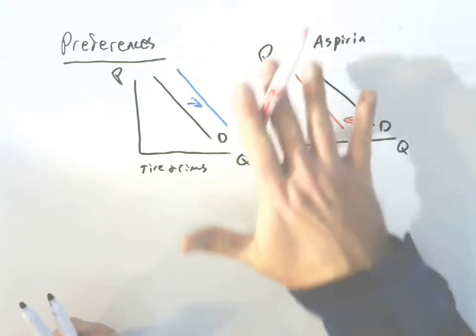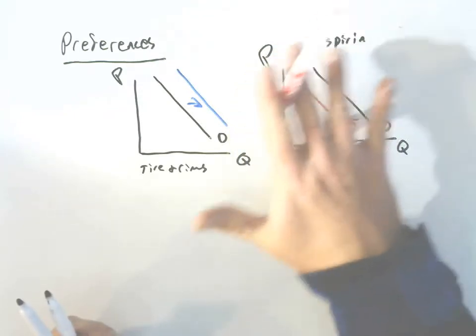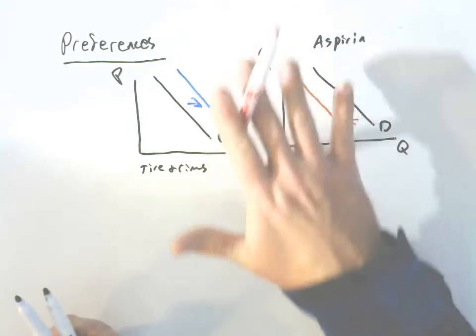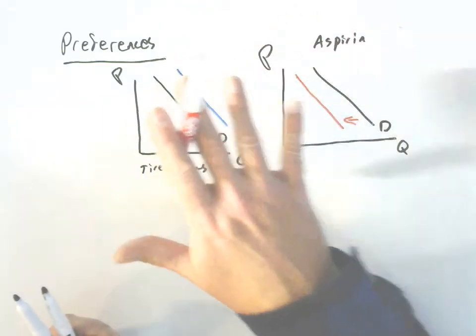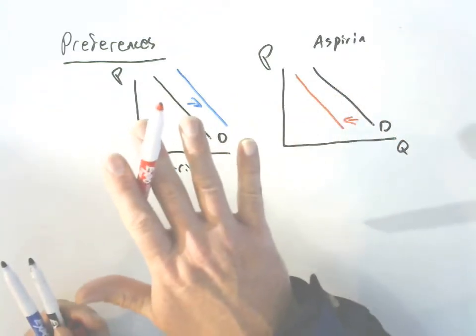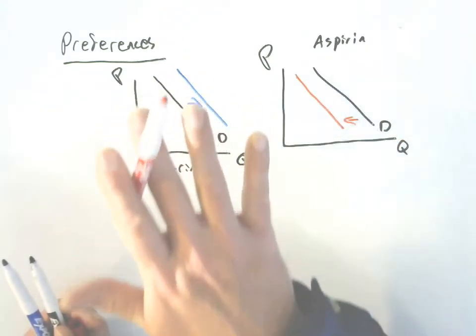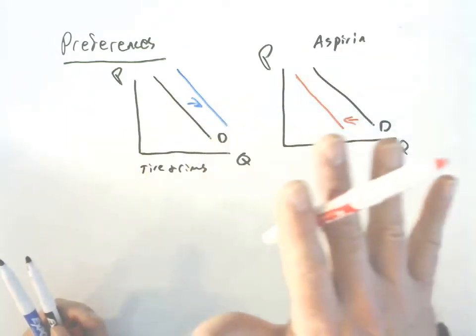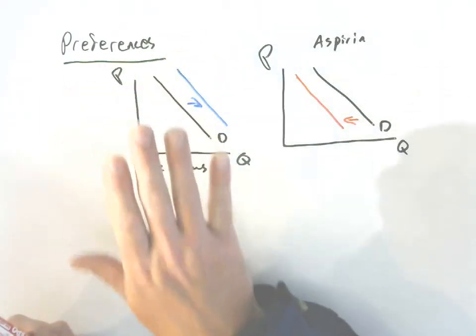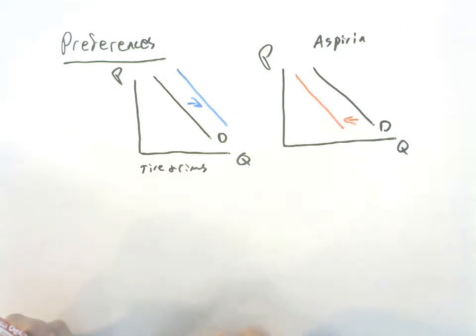Okay, so again, preferences don't have to be all about fads. It can be something like health outcomes. It can be anything that changes or influences a consumer's desire to have the product. Okay, an increase in preferences, consumers shifting over to the product, you'd see an increase in the demand. Shifting away from the product, you'd see a decrease in demand.